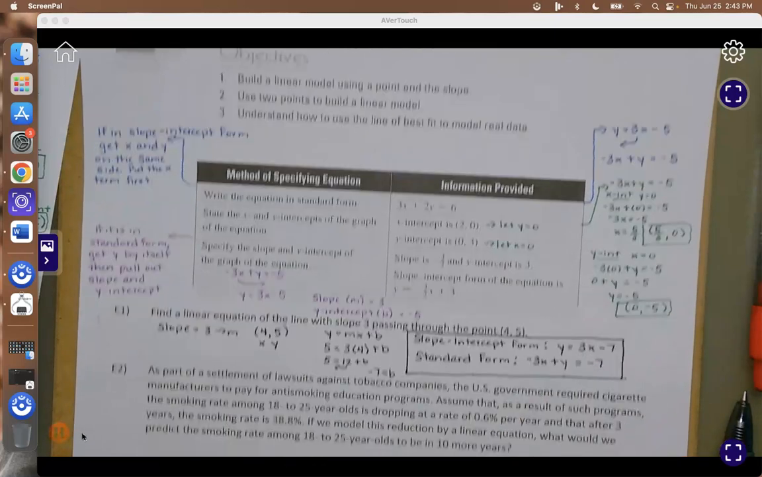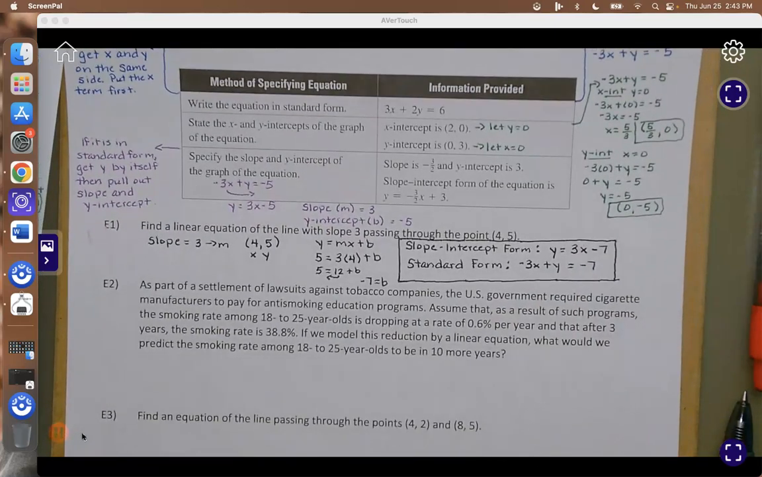Okay. Example 2. As a part of a settlement of lawsuits against tobacco companies, the U.S. government required cigarette manufacturers to pay for anti-smoking education programs. Assuming that as a result of such programs, the smoking rate among 18 to 25-year-olds is dropping at a rate of 0.6% a year.